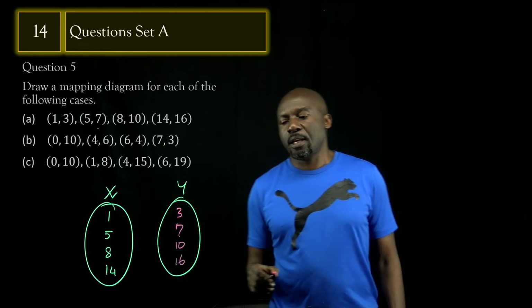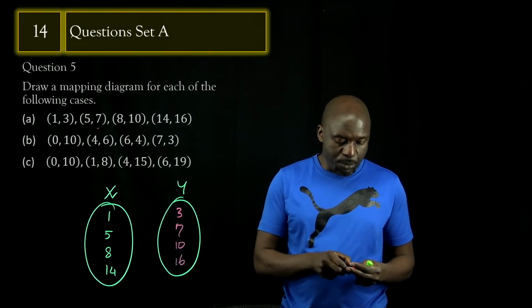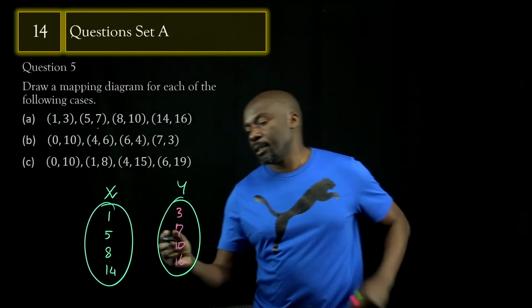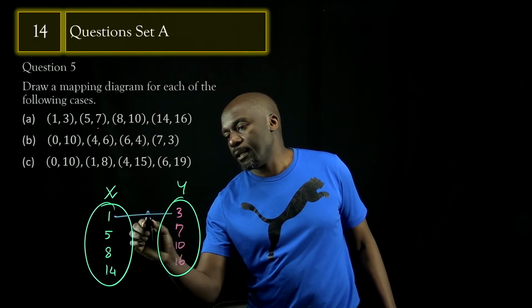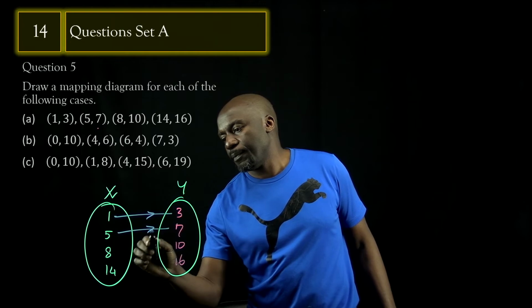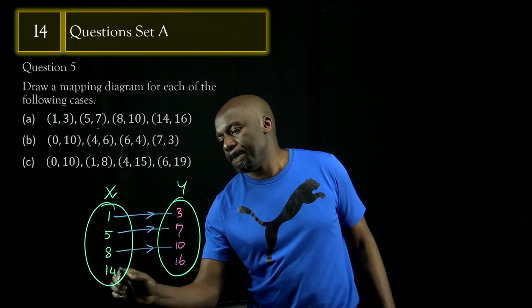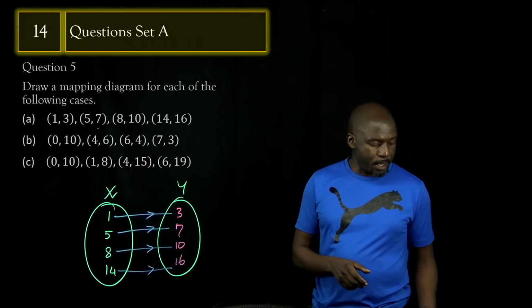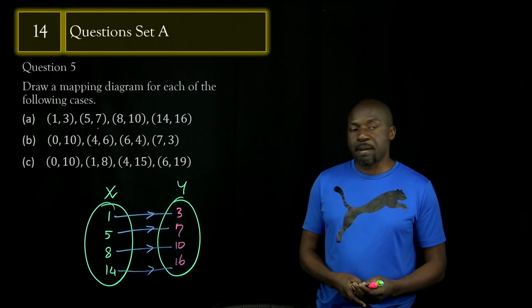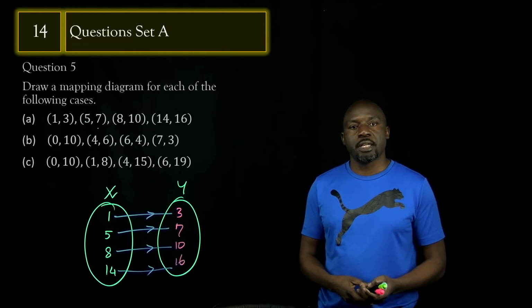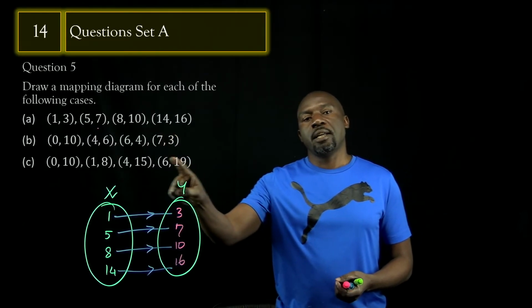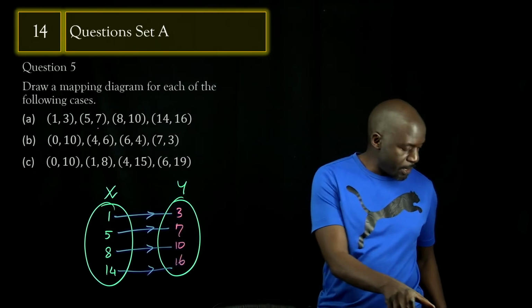Yeah, and then all that is left now is for me to join these with a nice little line like this. And I have with me a nice little mapping for the relation that is given here as an ordered pair. Please try the other two, draw a similar diagram.